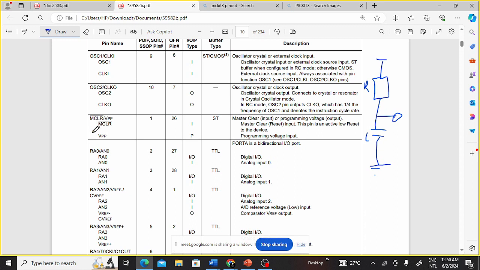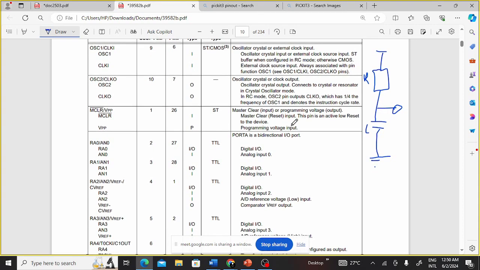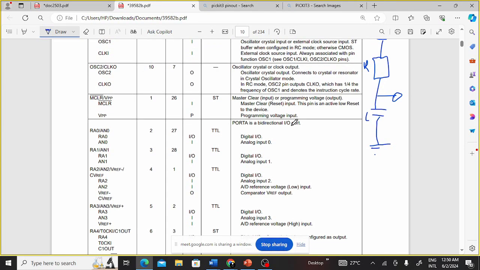This pin is master clear and it's active low. Master clear is also the same thing as the reset button. It is the master clear input and programming voltage input. As we move on, I will be putting more details to this. It's going to be a lot of stories.